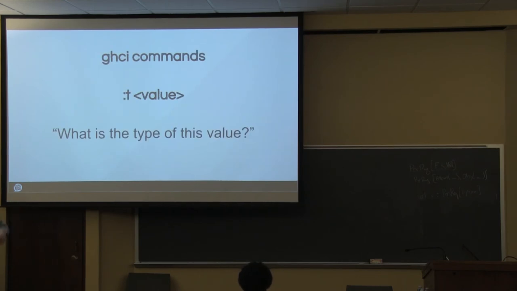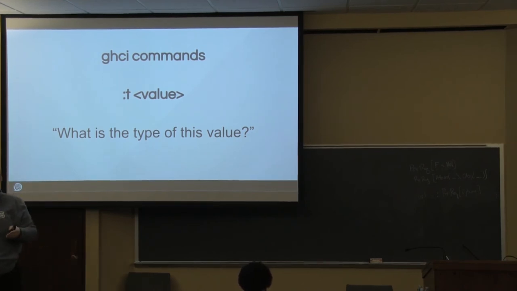So there are a couple of useful GHCI commands. GHCI is the Glasgow Haskell Compiler Interpreter. It's the REPL for Haskell. This is super helpful. This is like the only reason I'm even remotely coherent in Haskell. What we can do is at the prompt, we can ask colon t space value. That is asking the interpreter, what is the type of this value?